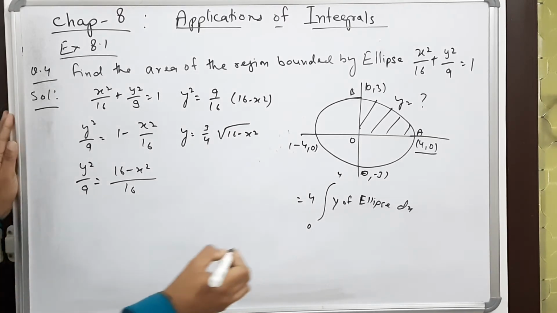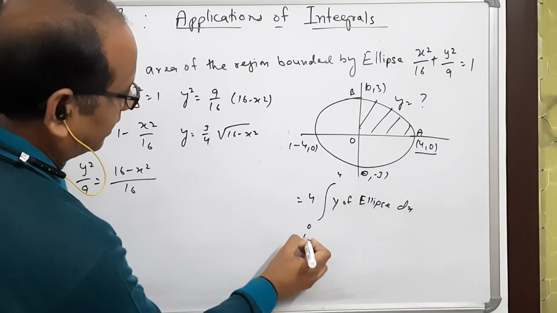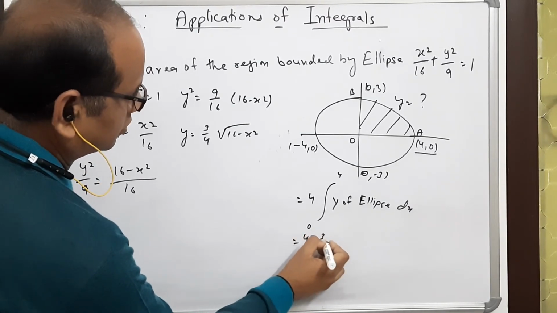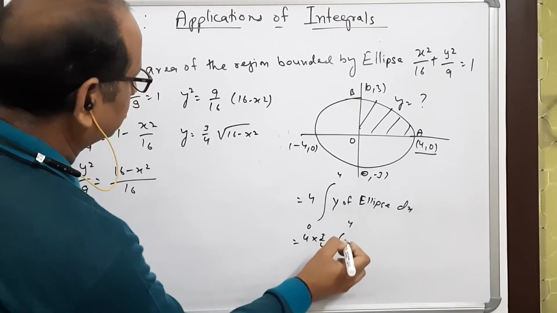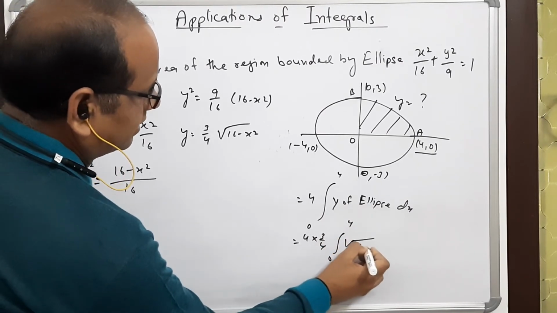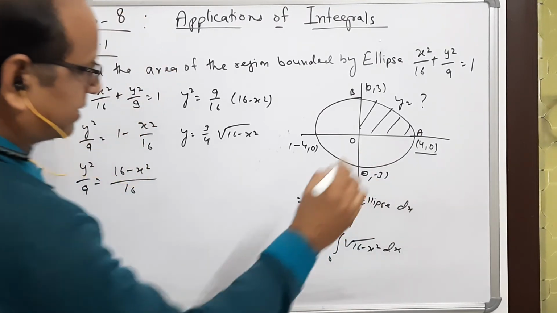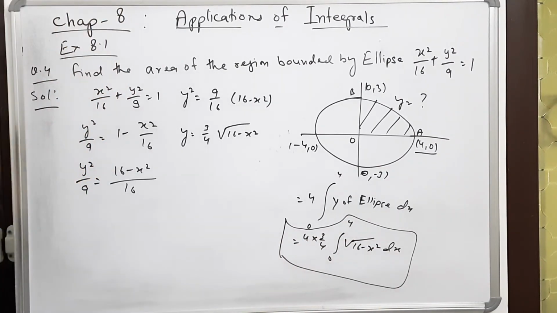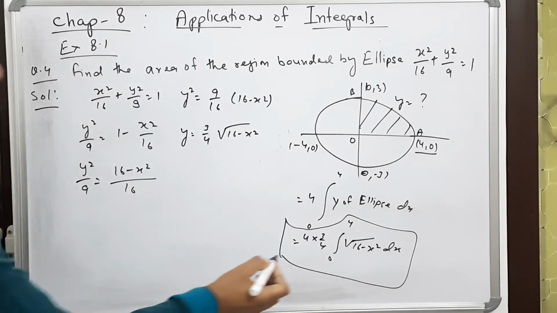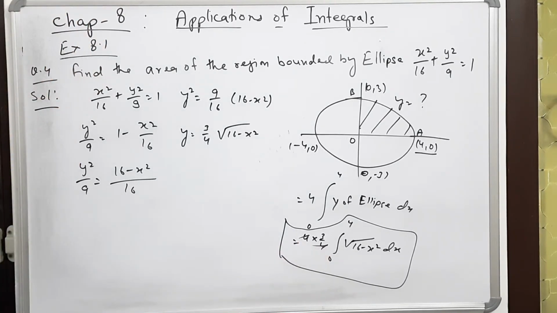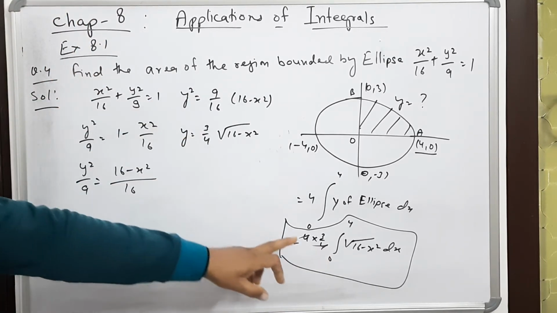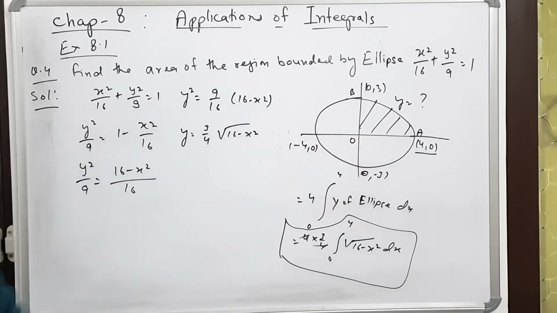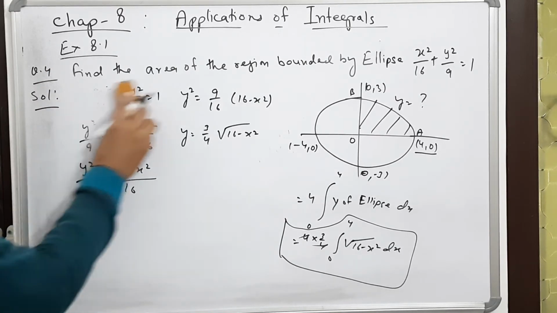So what will be the final area now? The final area is 4 into 3 by 4, integral 0 to 4, root 16 minus x square dx. This part will be the answer, and if you simplify this part, that will be the area of the region. Why did I multiply by 4? Because all these 4 parts are symmetrical. Now we are solving this part. I hope it is clear up to this.